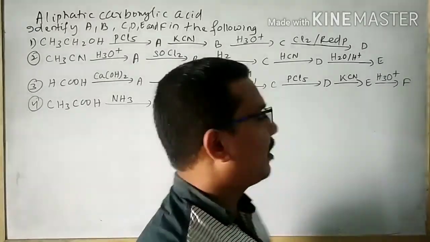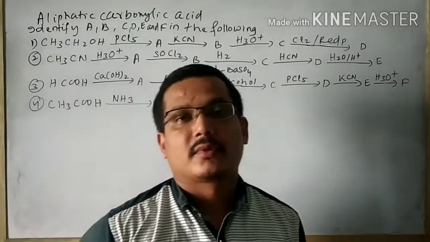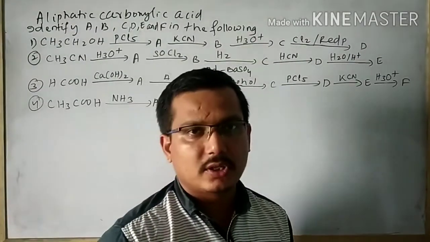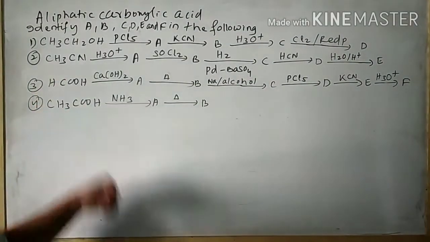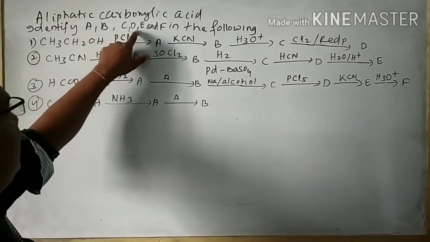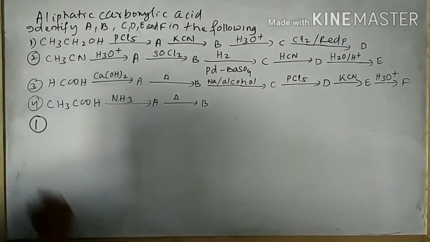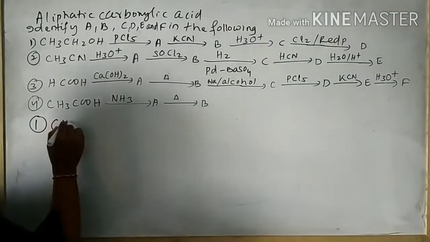Now I will discuss the conversions related to the carboxylic acid chapter. At first I will discuss the conversions related to aliphatic carboxylic acids. These are the questions to find A, B, C, D, E and F. At first I will solve the first question.